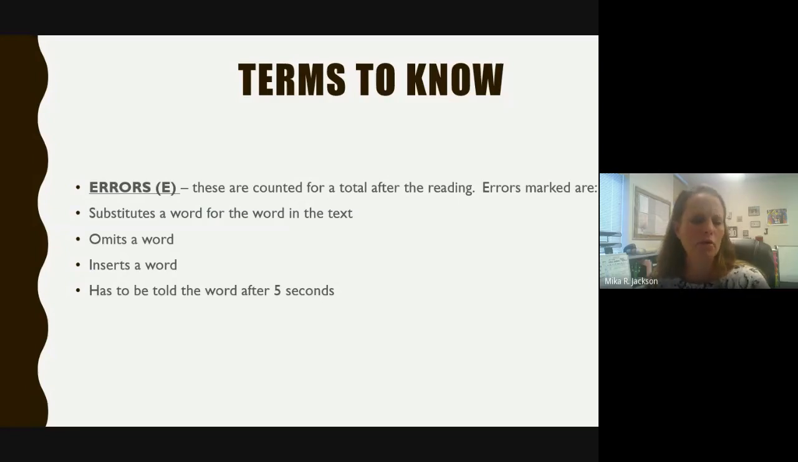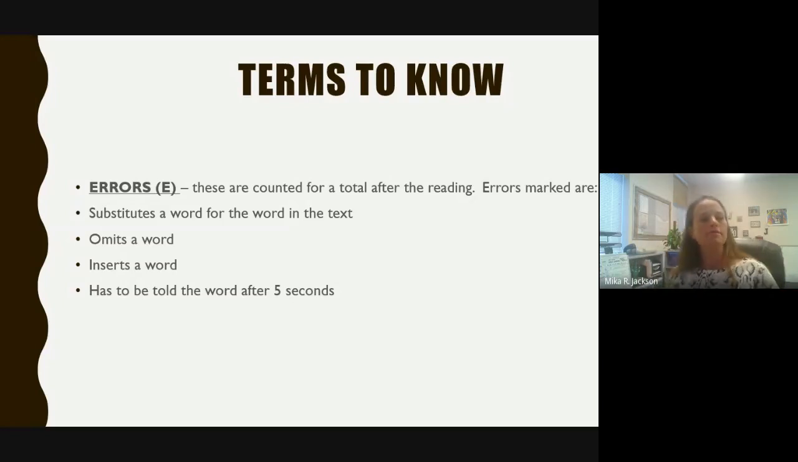Another error is if the student waits and gets stuck on a word. So let's say they get stuck on the word brown and they're just sitting there. After 5 seconds, you want to go ahead and give them some teacher assistance and tell them that word so they can keep going. You can wait a little longer than 5 seconds if you think that they're sounding it out and they might get it. But don't wait any longer than 10 seconds. So if they're going brr, brr, brr, you might want to give them a little over 5 seconds before you jump in and fix that for them so they can move on.